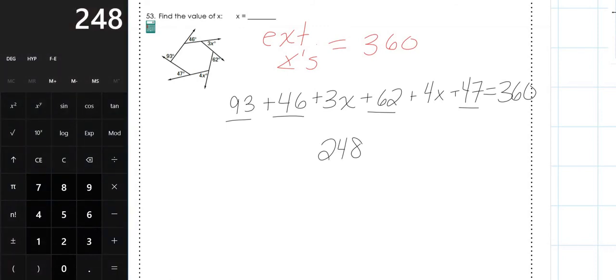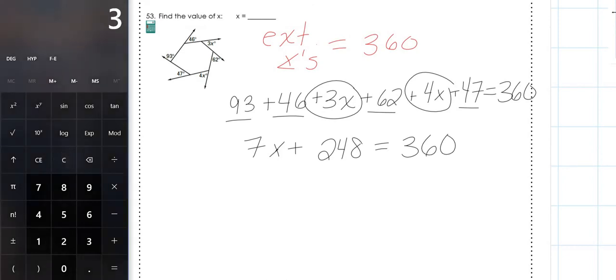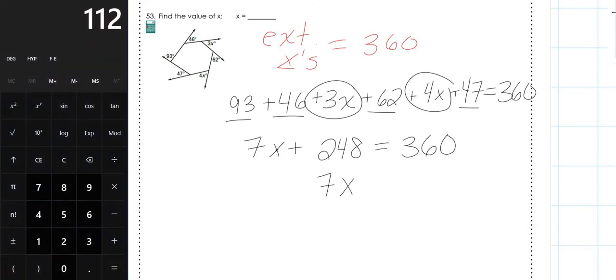And now let's add together all the x's, 3x and 4x. That gives us 7x. So 7x plus 248 should equal 360. We're going to subtract 248 from both sides. So 360 minus 248 equals 112. So 7x equals 112.